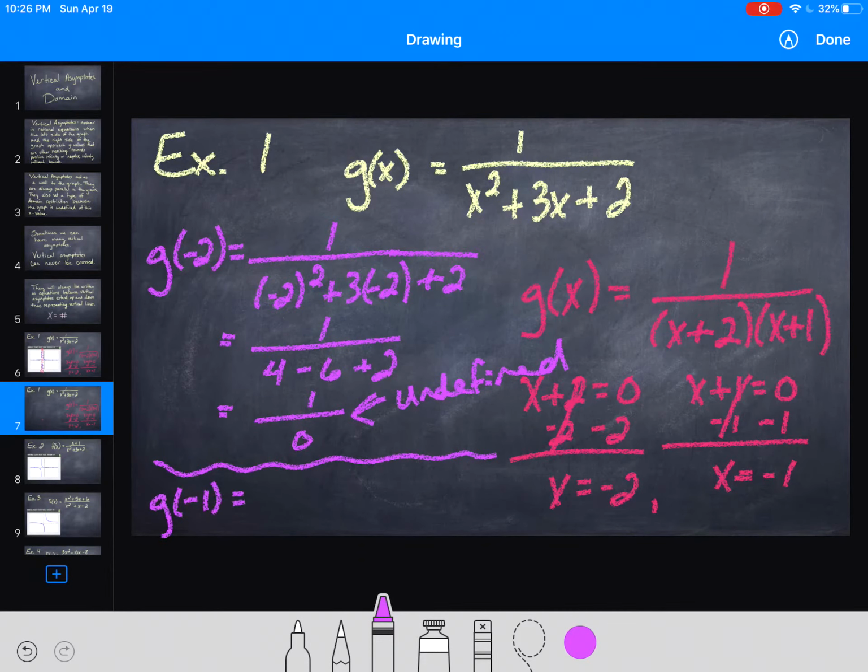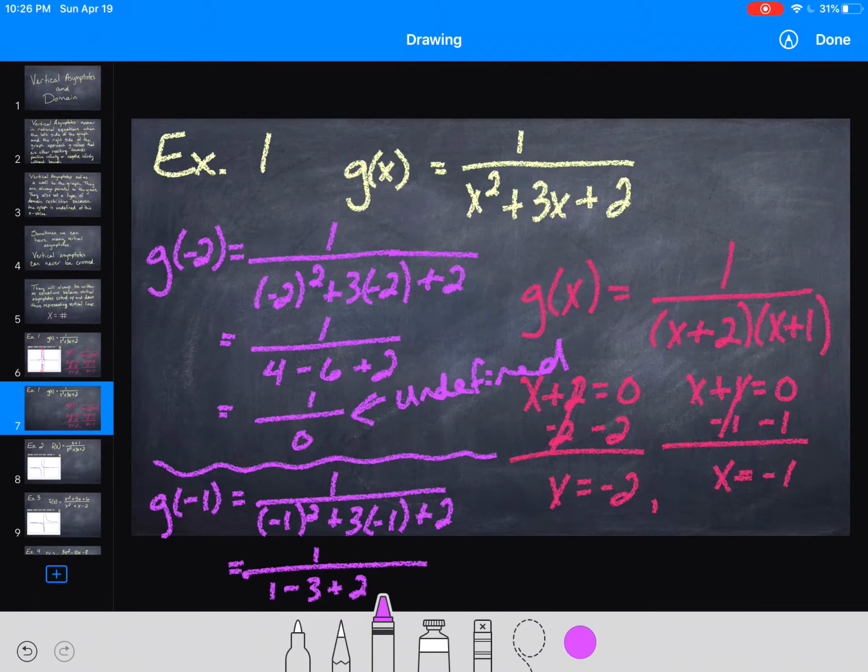Let's see what would happen if I were to plug in my negative 1. If I had g of negative 1 is equal to 1 all over parentheses negative 1 close parentheses squared plus 3 times negative 1 plus 2, and I were to simplify it, I would get 1 all over negative 1 squared gives me a 1. 3 times negative 1 gives me a negative 3 plus 2. I would end up with 1 all over 1 minus 3 gives me negative 2. Negative 2 plus 2 gives me 0. And I would get another value that would be considered undefined.